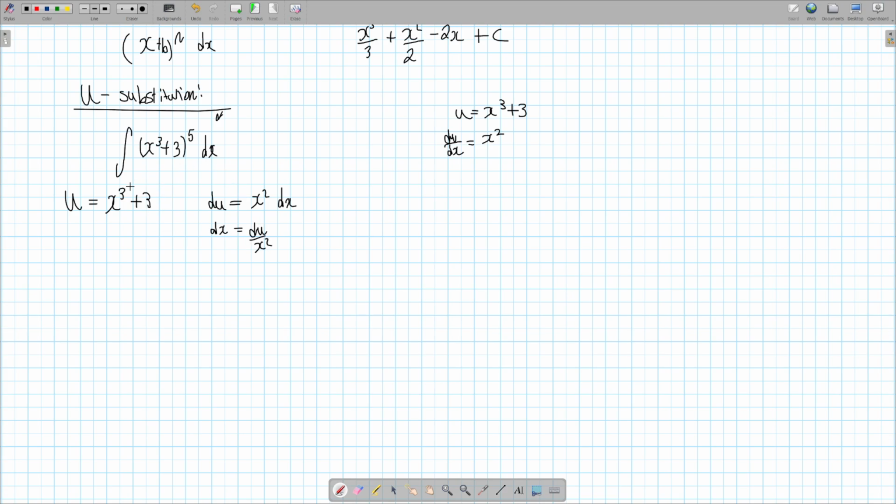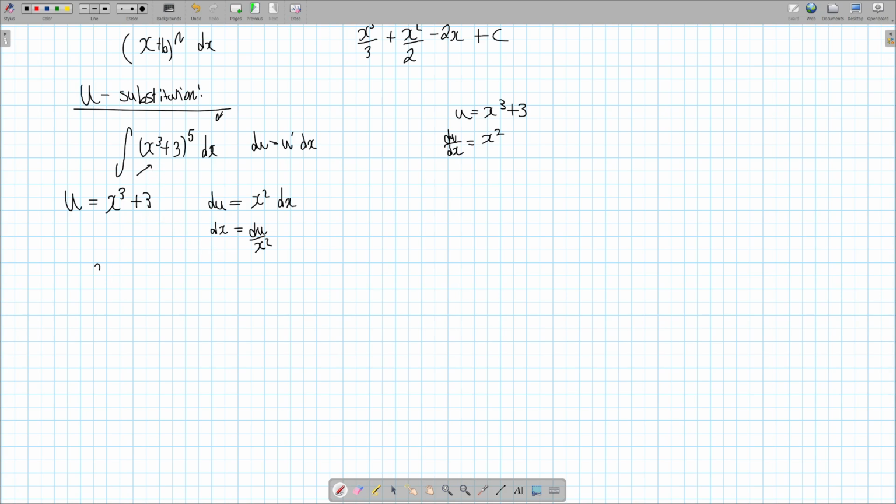Follow these steps. Set u to your polynomial under the power. Then find du. Always say du equals, this is the rule: du is u prime dx. Okay? Du is u prime dx. And what would dx be? Just du over u prime, which in this case is du over x squared. Okay.